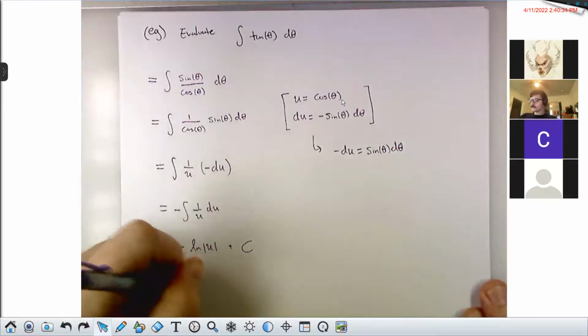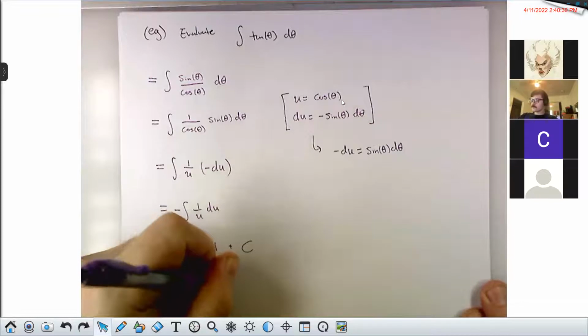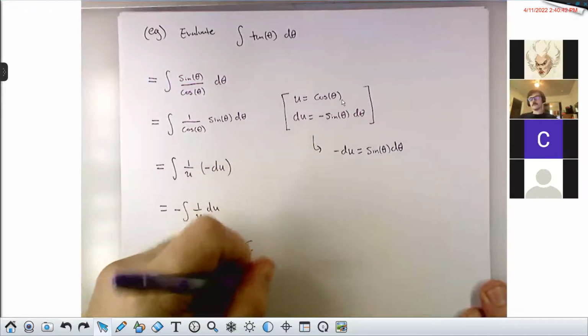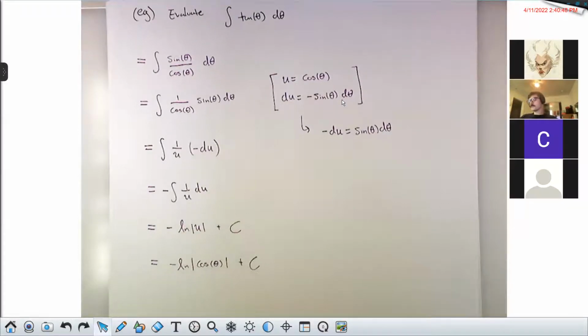And then finally, we replace our substitution. U was cos theta. Now I do have a little comment here. Before I get to that, are there any questions on any of the steps that lead us to this? Okay, little comment.